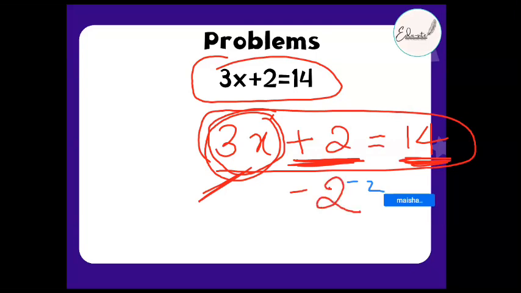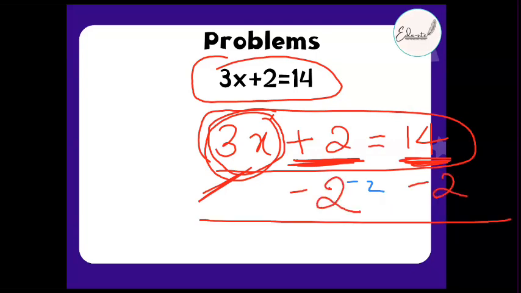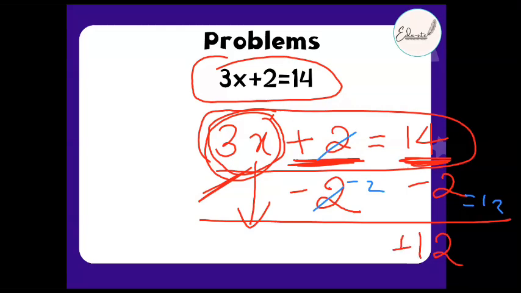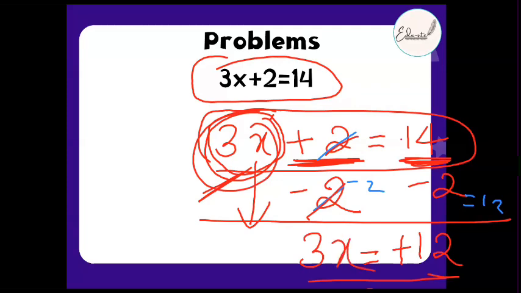-2 on both sides, -2 here and -2 here. What would be the answer to this, beta? This would be 12. And this would cancel out. Would this be +12 or -12? No, it's positive. Yes, positive. +2 -2 cancels out. What is remaining on the left hand side, beta? It is 3x, right? 3x is equal to +12. Is the answer complete? No, it is not complete.